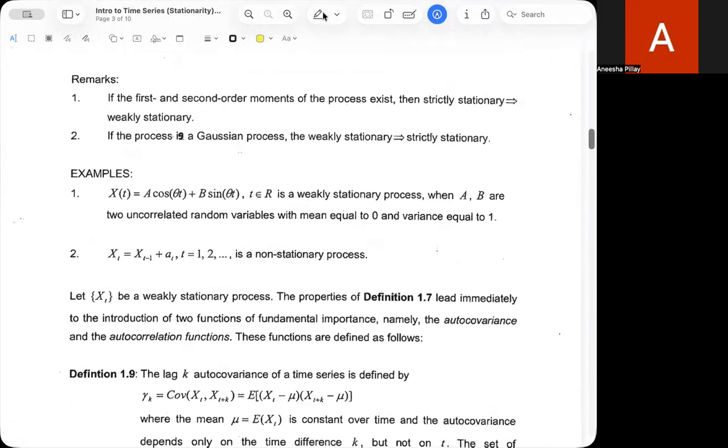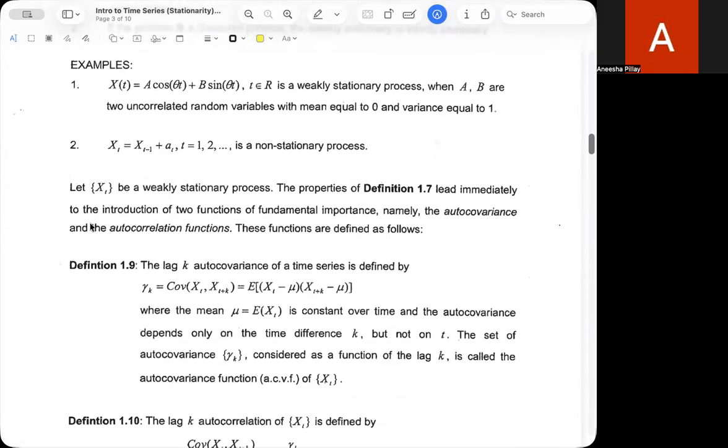Yes, so this is what we have just covered. We have already done example 1 and example 2. Now, if you see the second 1.9 here, 1.9 is actually talking about how your lag K is defined by this. If you notice, just now I had the covariance of XT and XS, so that would become gamma S. This is equal to this.